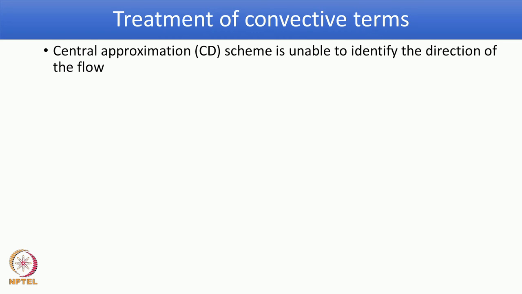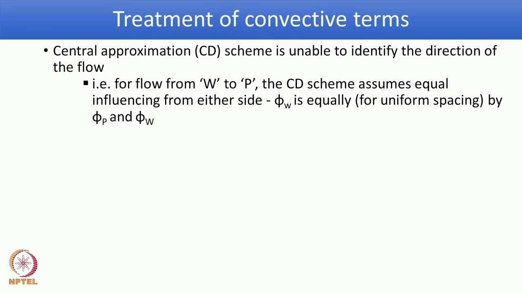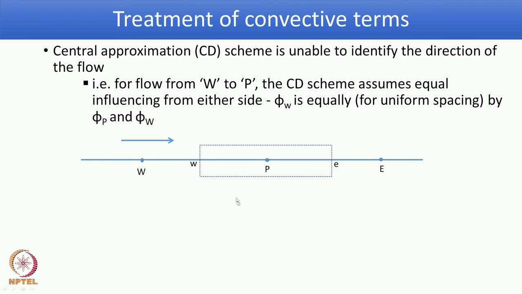We have already seen the central scheme. The central scheme, as we noticed earlier, takes equal weightage from the neighboring nodes. Because of its nature, it is unable to identify the direction of the flow. So, for example, in this illustration shown here, the flow is from left to right as marked here. We know the variable value at the west node and the node of interest P. Then the CD scheme assumes equal influence from either side.